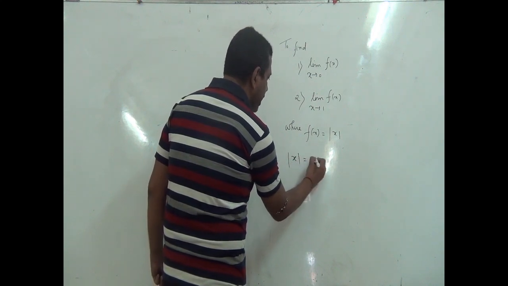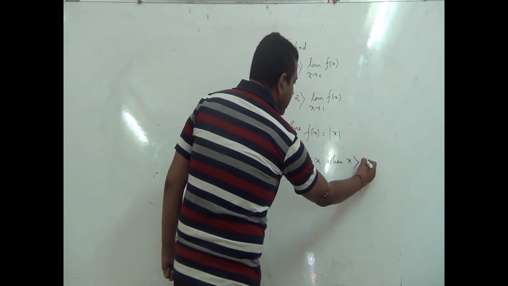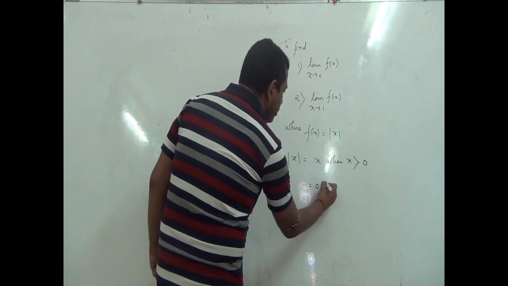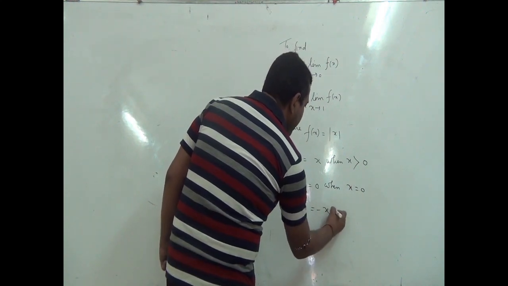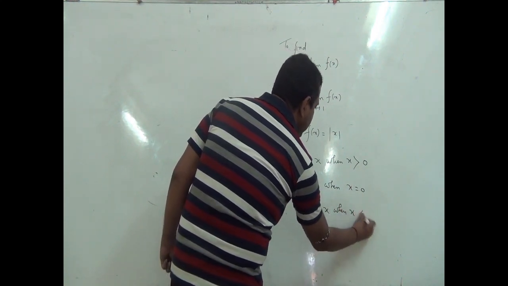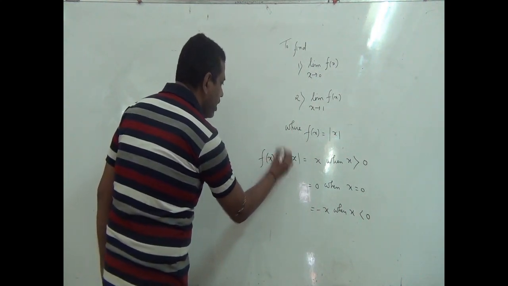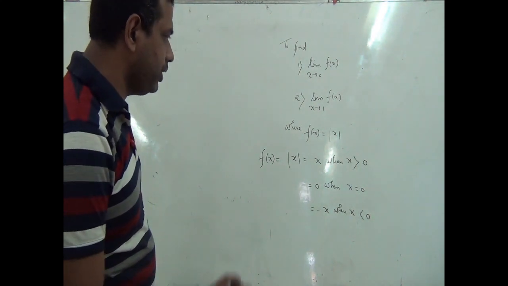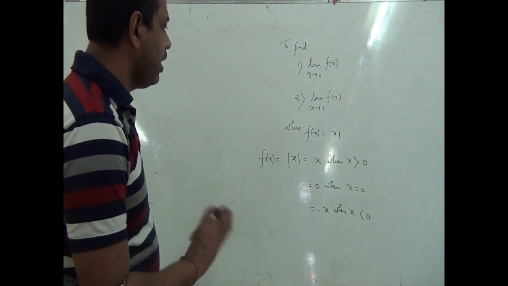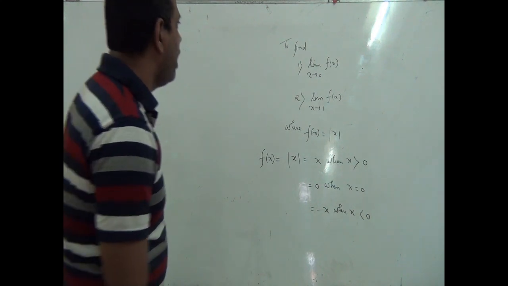Mod x equal to x when x greater than 0, equal to 0 when x equal to 0, equal to minus x when x less than 0. That is our f of x equal to x when x is greater than 0, equal to 0 when x equal to 0, equal to minus x when x less than 0. Now, our first problem.